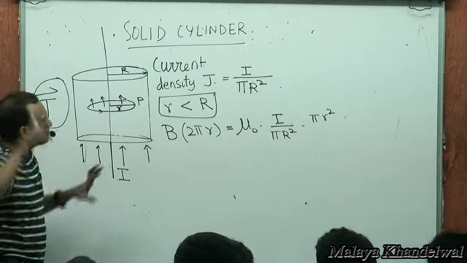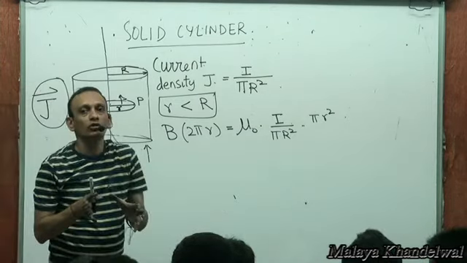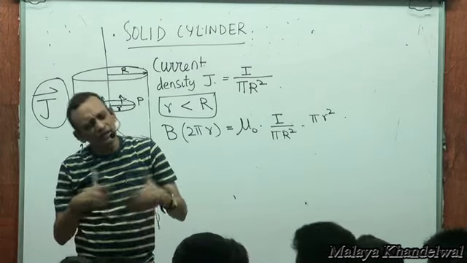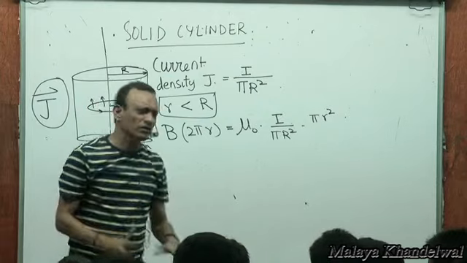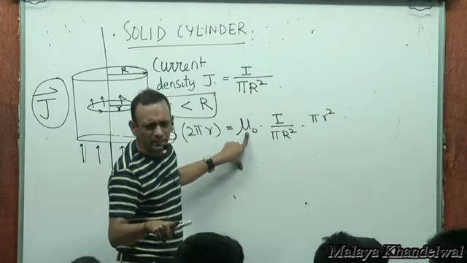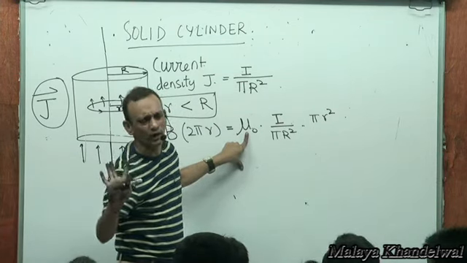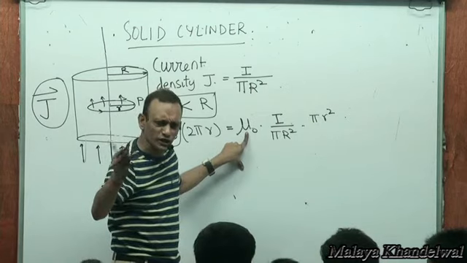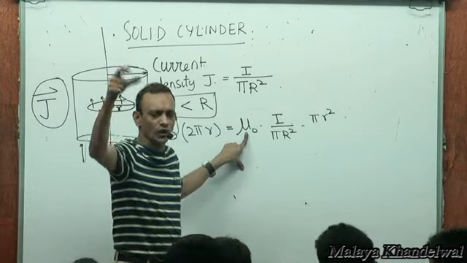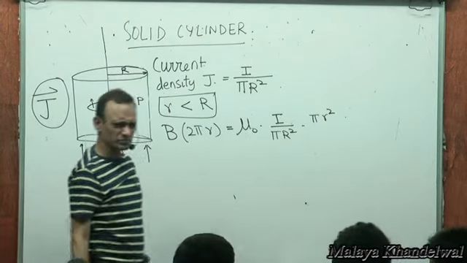When I talk of a cylinder, I'm not necessarily saying you can take mu r equal to 1. In every case I'll derive only for mu naught, but if they specify that relative permeability mu r is there, then you take mu r. So if in a given problem they say it's a solid cylinder of permeability mu r, then you multiply by mu r wherever required.